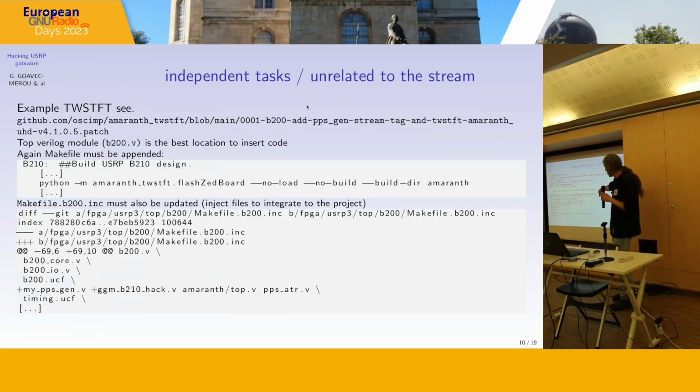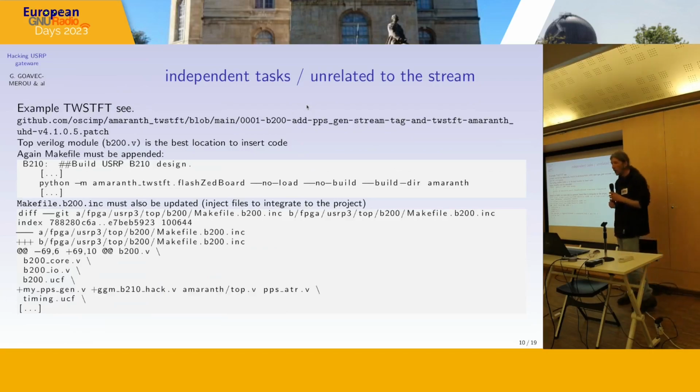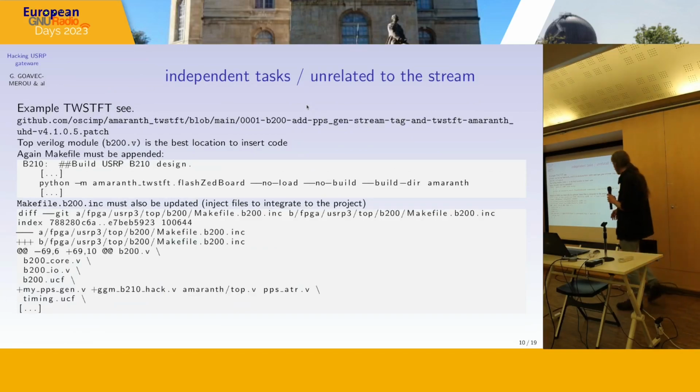Again, the second makefile, a more generic makefile, is updated to add some Verilog file, again, to allow ISC to know this file exists. It's not just a black box, it exists.